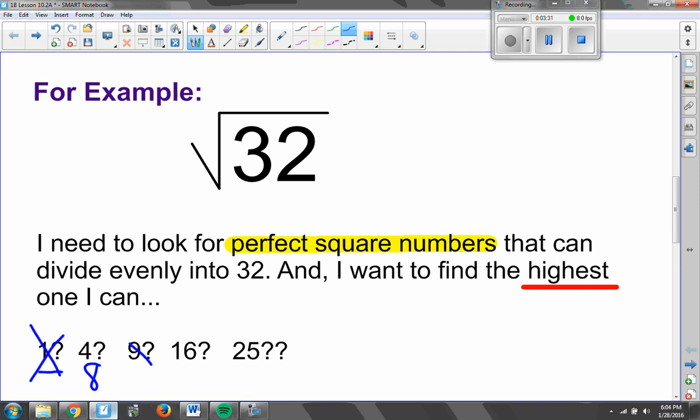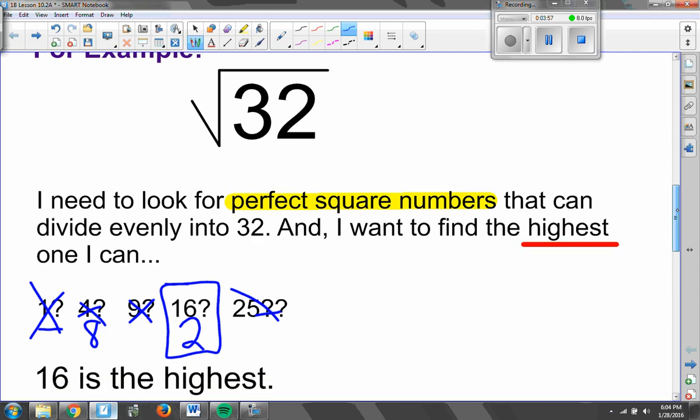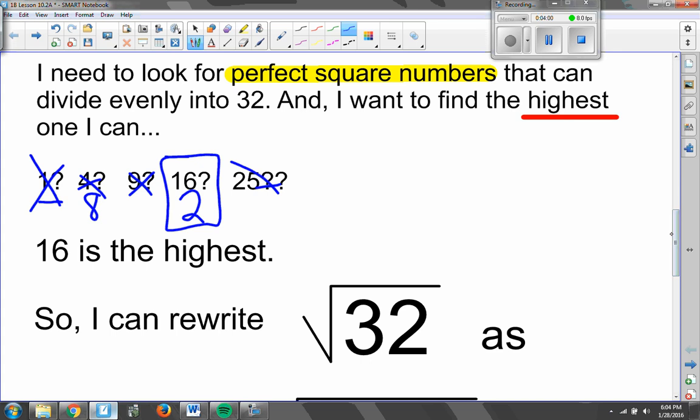9 does not go into 32. 16 does go into 32 because 16 times 2 is 32. So, so far this one wins. I'm not going to use 4. 25 does not go into 32, and the next one up was 36, so I'm already too high. That's not going to work. I'm going to want to use 16. Okay, 16 is the perfect square number that goes into 32. 16 is the highest one.